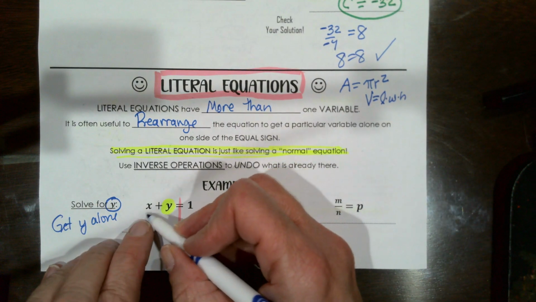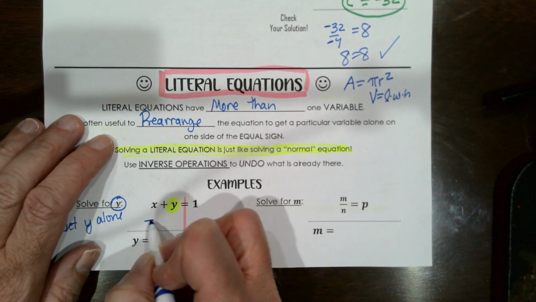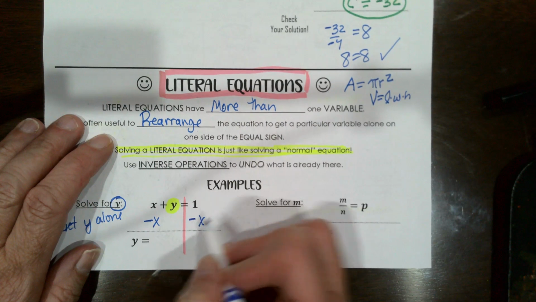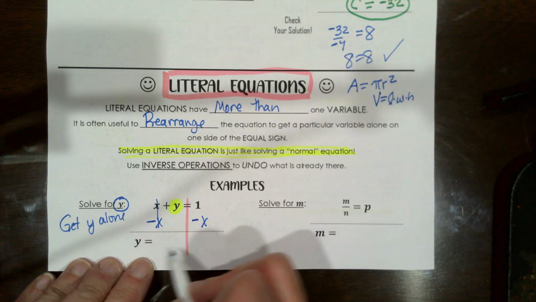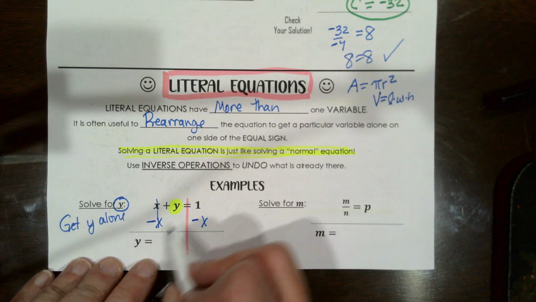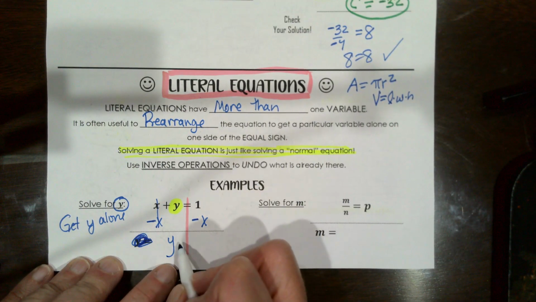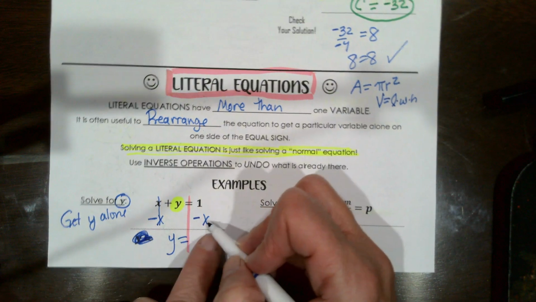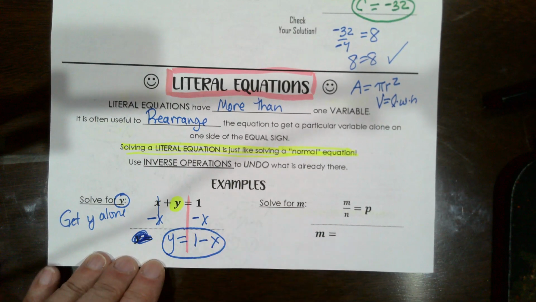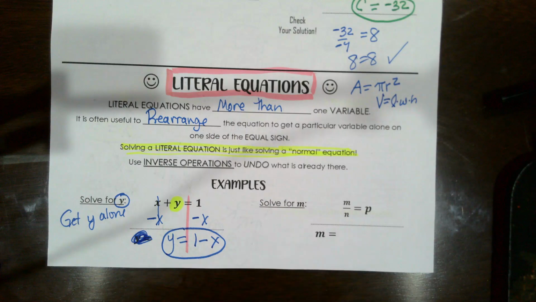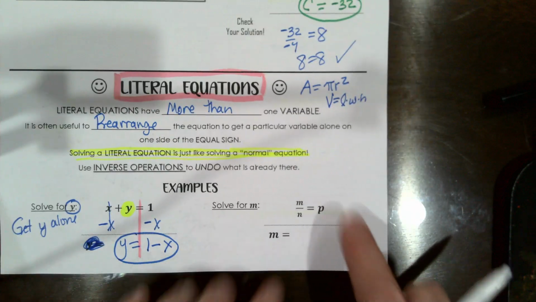Y is being added to x. So to undo addition, we have to use subtraction. So we're going to subtract the x from both sides. The x's will cancel here, bring down the y. Bring down the y equals, and take a look, 1 minus x. We just have to write it out sideways. And we're done. And it looks weird, but it's perfectly fine.